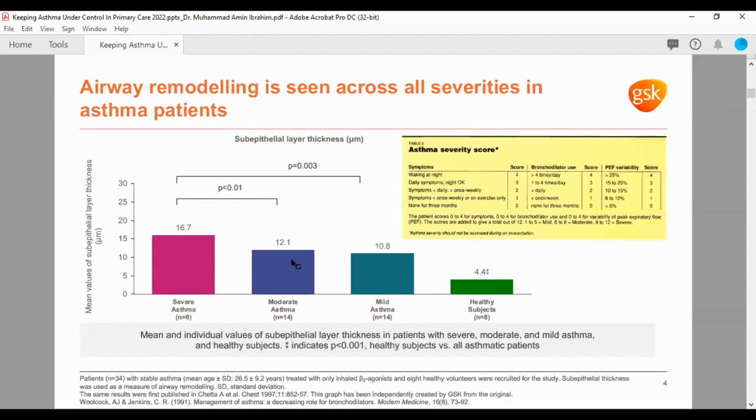So we can see that across asthma severity, regardless of whether it's mild, moderate, or severe, airway remodeling is present. The subepithelial layer thickness is much greater compared to healthy subjects. In fact, those who have severe asthma have more thickness compared to those who have moderate and mild asthma. So airway remodeling does occur across asthma severity.